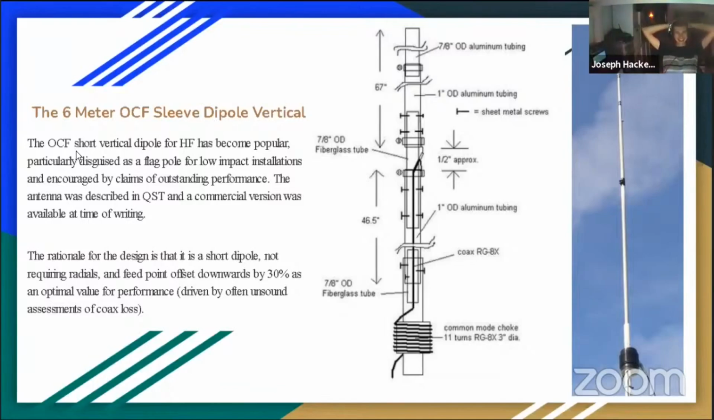Anyway, the OCF short vertical dipole, or HF, has become popular, particularly designed as a flagpole. This is designed to be stealthy, because it's just a single pole, and you can see there it's pretty benign when it's up. There's not really much to it. But I thought I would add this in here if anybody wants to put that in their Google browser for later. That's the 6-meter OCF sleeve dipole, and there is a full build out online that you can download the PDF. There's the full build out with all these.